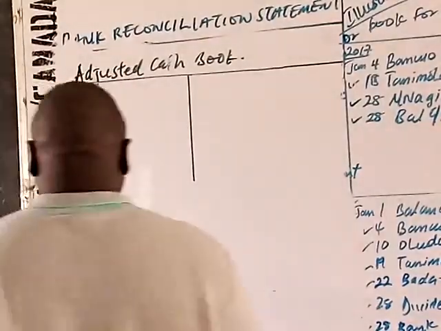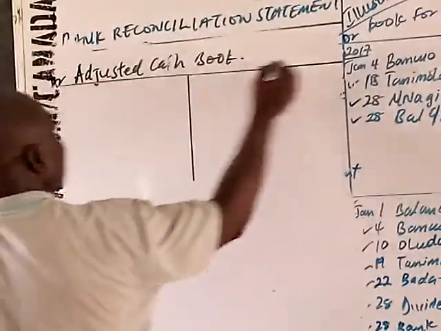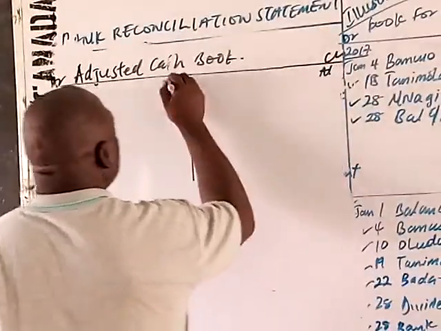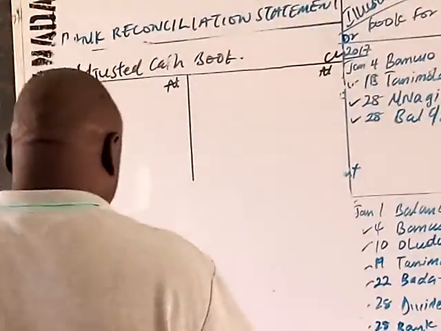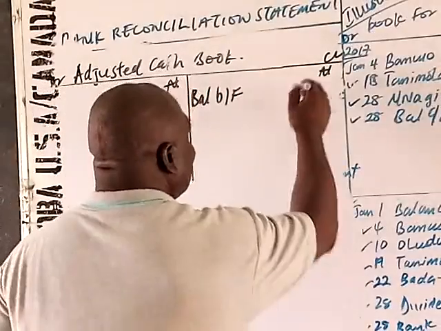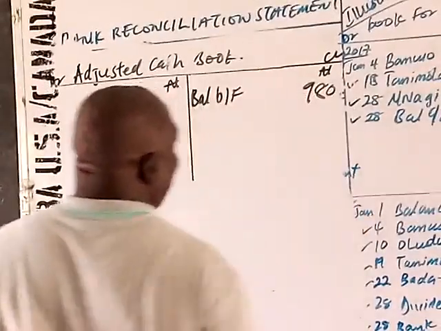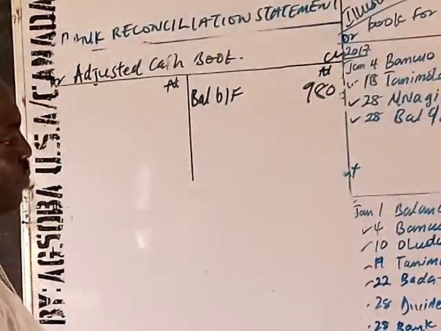Looking at the question, you have to put all your signs there, the debit and credit signs. We still have to come back to our question. Now, we have a credit balance. So you bring your balance down, balance brought forward. And how much is our balance brought forward? 980.